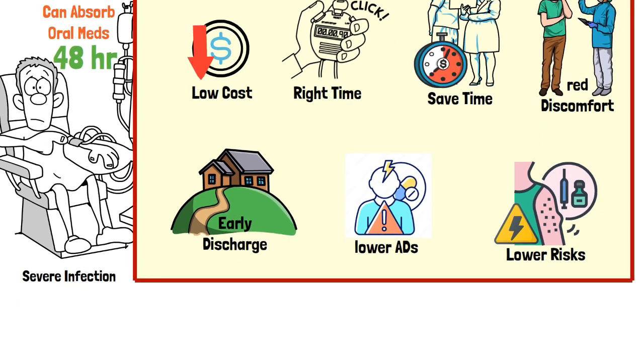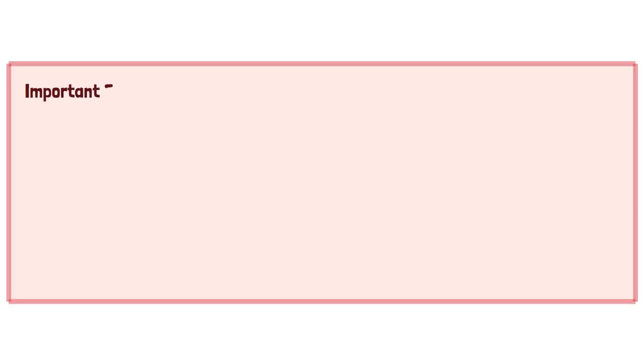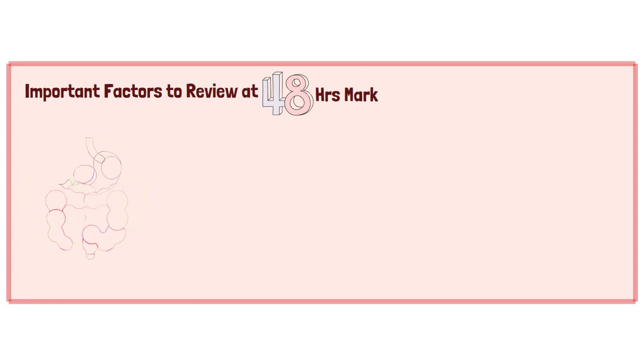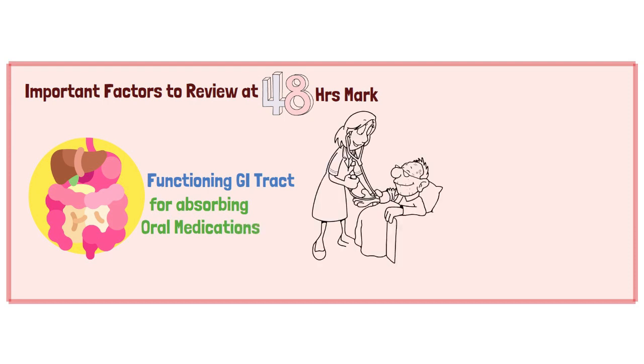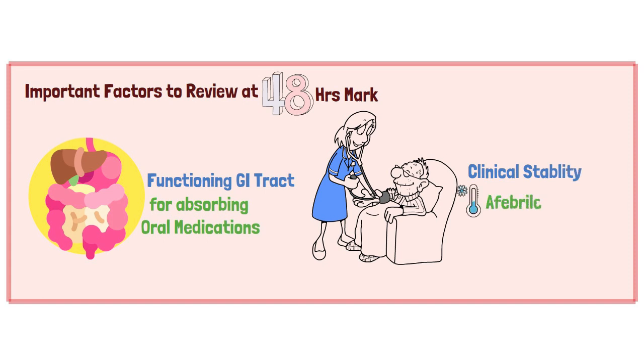In considering the early switch to oral therapy, there are important factors to review at the 48 hours mark. These considerations include, firstly, the functioning of the gastrointestinal tract, ensuring that it is capable of adequately absorbing oral medication. Secondly, assessing clinical stability, which involves being afebrile, meaning without fever, for at least 24 hours, and observing the normalization of white blood cells (WBCs) count.